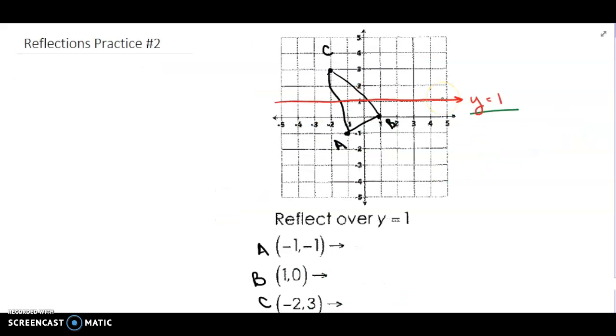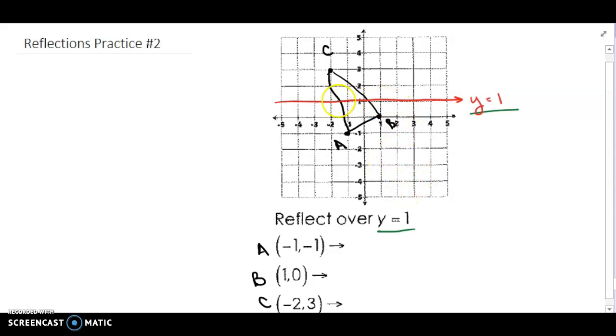All right, so here's practice problem number 2. Now we're reflecting this over the line y = 1. Okay, if we go back to that rule sheet, we do not have a rule for y = 1. So we're going to have to use our brain, and we're going to have to think a little bit harder.